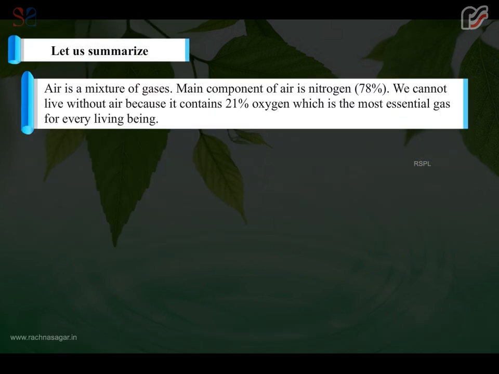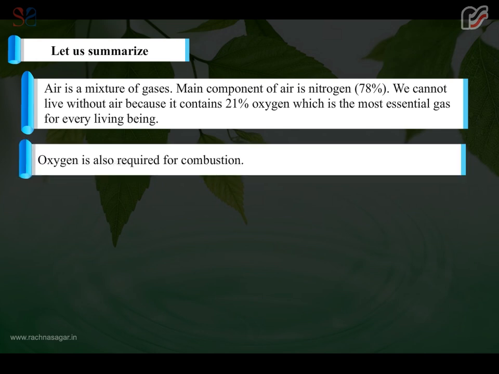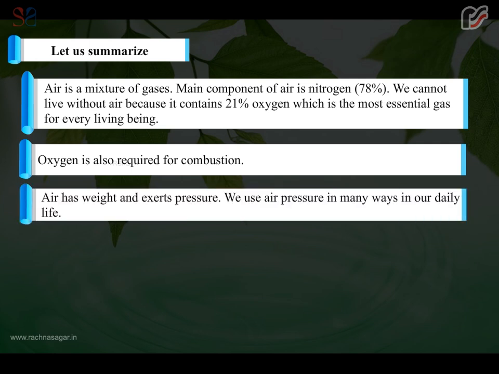Let us summarize. Air is a mixture of gases. The main component of air is nitrogen, 78%. We cannot live without air because it contains 21% oxygen, which is the most essential gas for every living being. Oxygen is also required for combustion. Air has weight and exerts pressure. We use air pressure in many ways in our daily life.